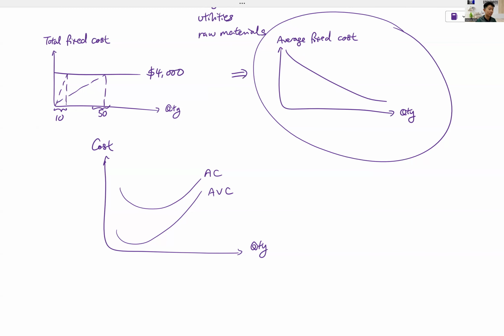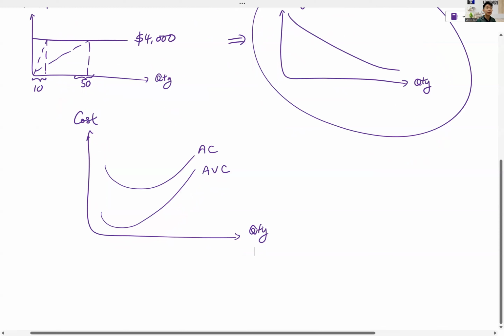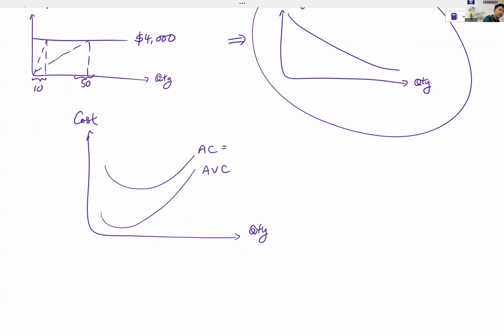But first, AC, AVC, why do they look like this? What is AC? AC is AVC plus what? AFC. And what is the matter with AFC? It is shrinking. It is getting smaller and smaller. So you don't have to draw in your AFC. It is implicit here. The AFC is the vertical distance. Okay? So this is AVC.